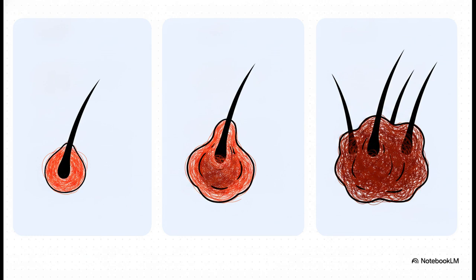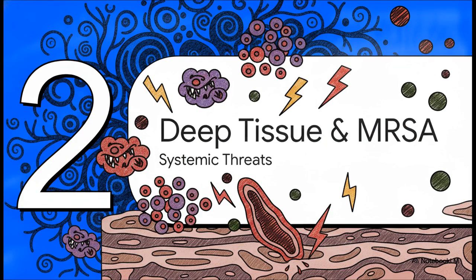Now, if that infection spreads and links multiple hair follicles together into a much larger, swollen mass, well, now you've got a carbuncle. So think of it as a direct escalation. Simple pimple, single boil, multiple boils. Section 2. Deep tissue and MRSA threats.